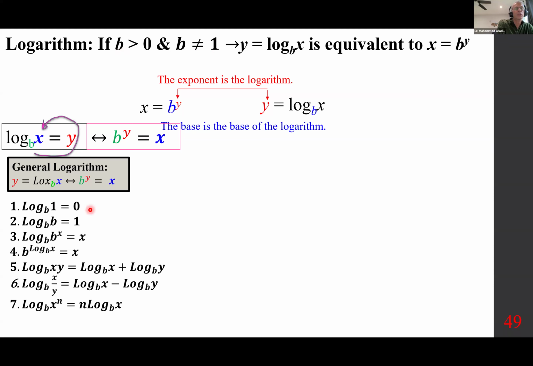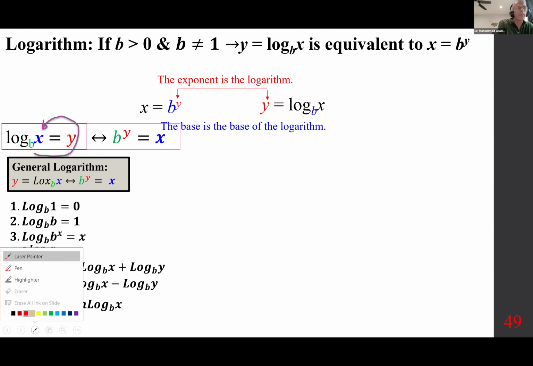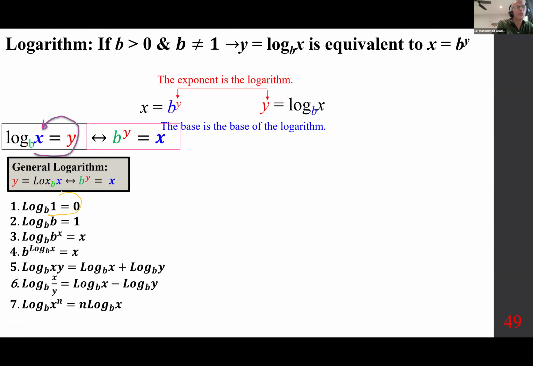Log 1 base b is 0, log b base b is 1, log b to the power of x base b equals x. Those 3, just follow this arrow. B to the power of 0 is 1, b to the power of 1 is b, b to the power of x is x. These 2 refer to the fact that exponential functions and logarithmic functions are inverse functions. And these are more properties.